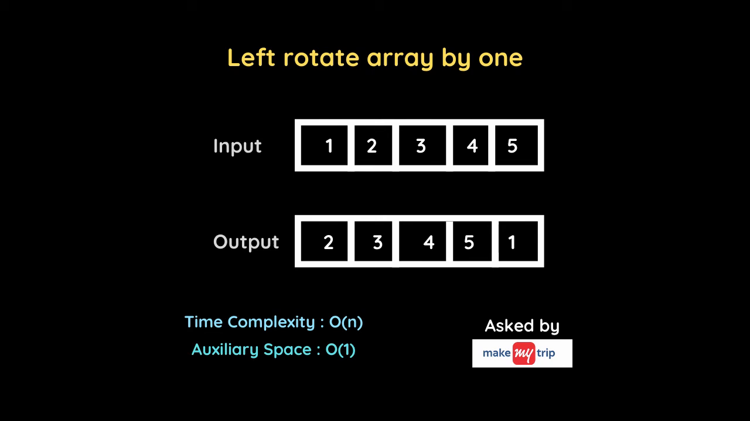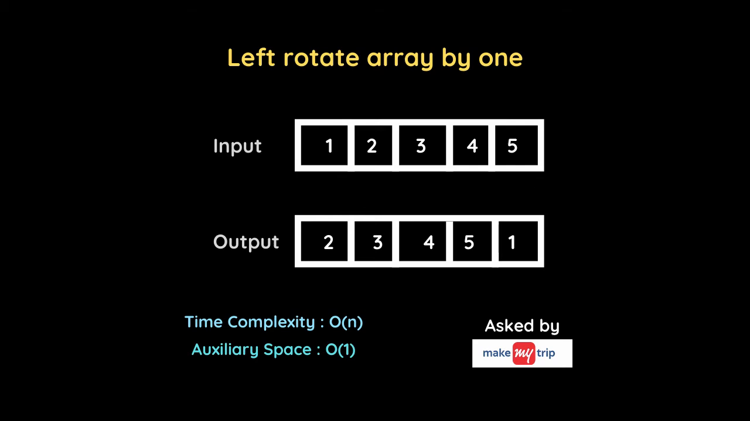I am Abhishek Parmar, and in this video we will solve a question which is left rotate array by 1. So in this question, as you can see, the input is an array containing 5 elements 1, 2, 3, 4 and 5. For the example, we have taken 5 elements, but this array can contain any number of elements. And as you can see in the output, the first element which was at the 0th index has been moved to the last index, and all the other elements have been shifted to their previous index.